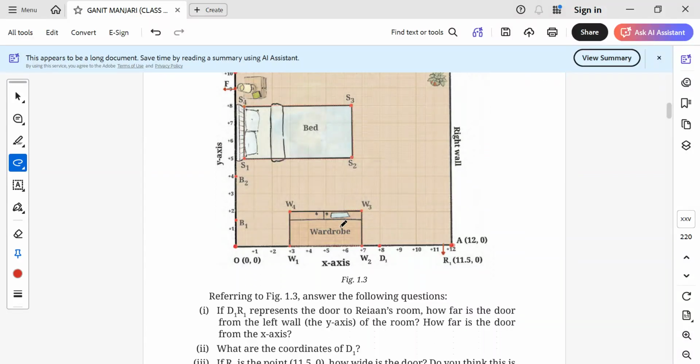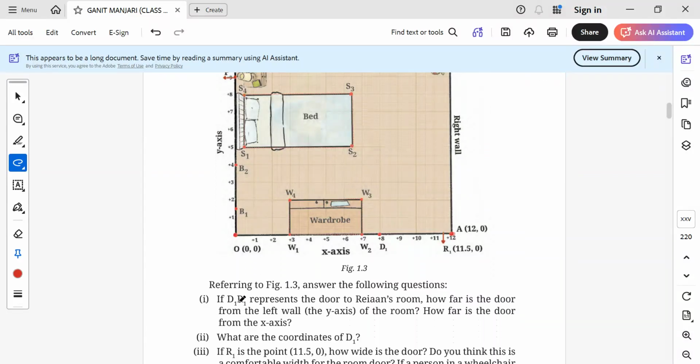What is the first question? Just listen to me carefully, because according to the question, you have to move. Got it? So, if D1 R1 represents a door of Rihanna's room, what is D1 R1? It is a door. Just like you have a door now, it is the same thing. It is a door of the room.